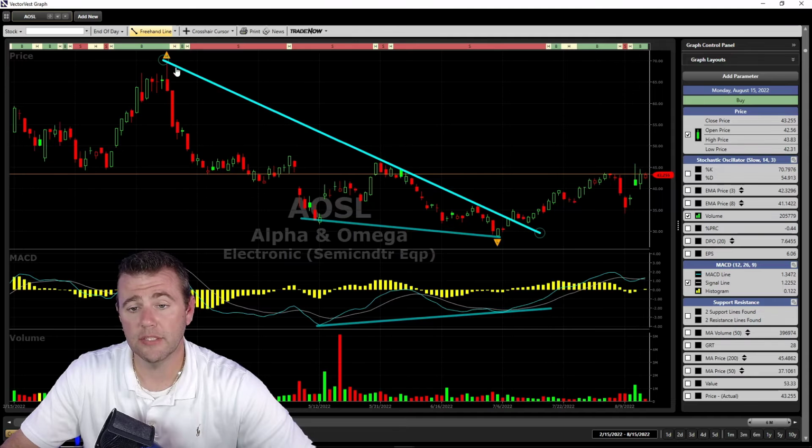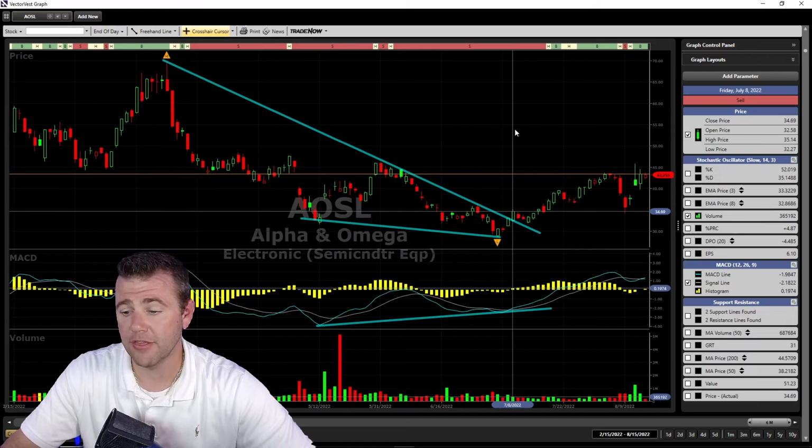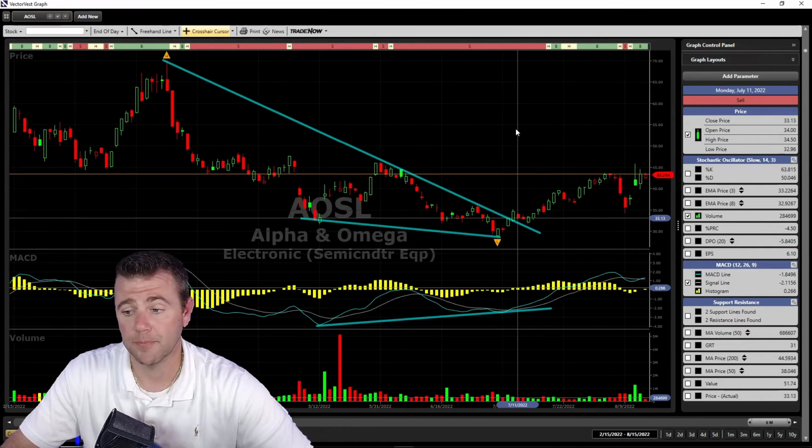And as you can see, I just simply connected the lower highs. And when we broke out of that lower high pattern, identified here, let's go figure out that date. On the 8th of July, the price was trading at 34.69. Well, now it's trading at 43.25. So that's a win currently.